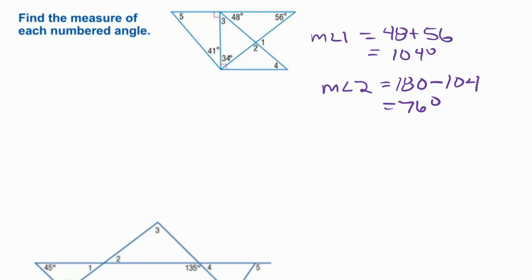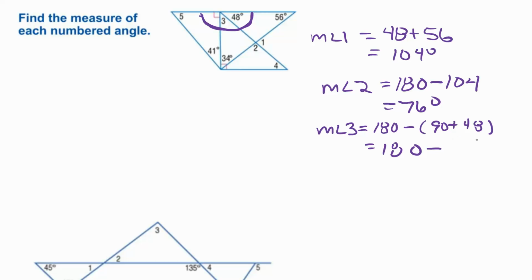To find the measure of angle 3, I know these three right here form a line. So to find the measure of angle 3, I can subtract the 90 degrees and the 48. So the measure of angle 3 would be 180 minus the sum of 90 plus 48. So 180 minus 138. So the measure of angle 3 is 42 degrees.